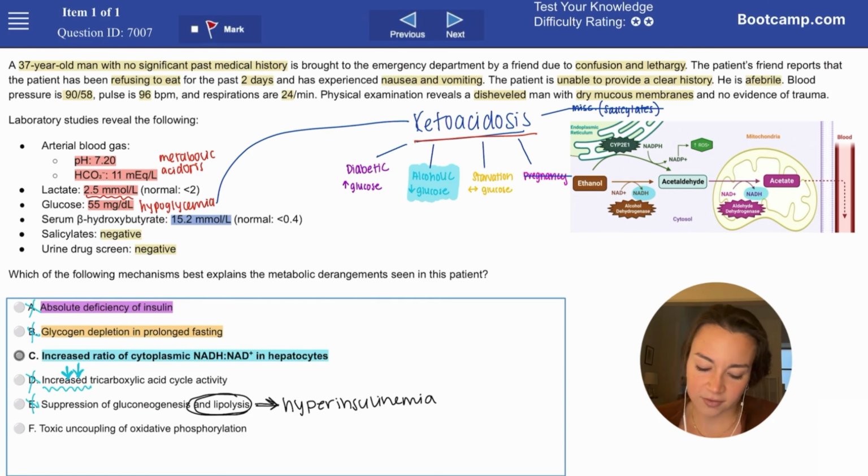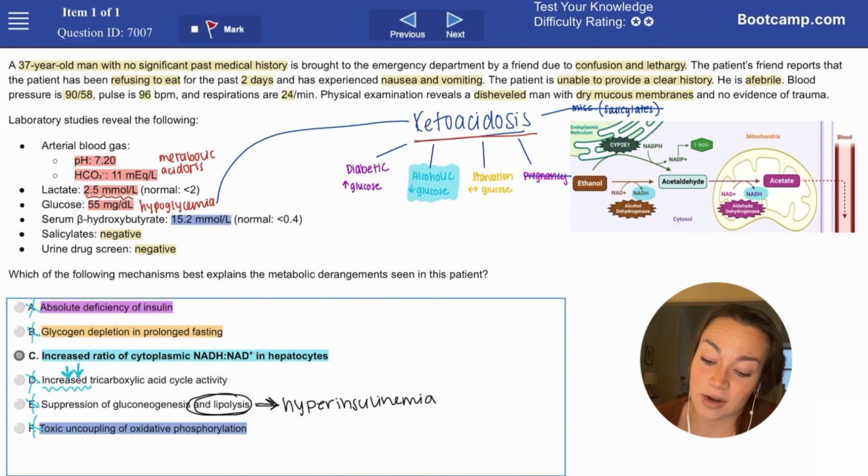Answer choice F, toxic uncoupling of oxidative phosphorylation, in the case of this question is representing salicylate toxicity. We don't have enough information in the ABG to see if there's a mixed acid-base disorder going on that would point us towards a salicylate toxicity, but at any rate, we would not see hypoglycemia in salicylate poisoning, plus we were told the salicylates were negative. So this is out too.